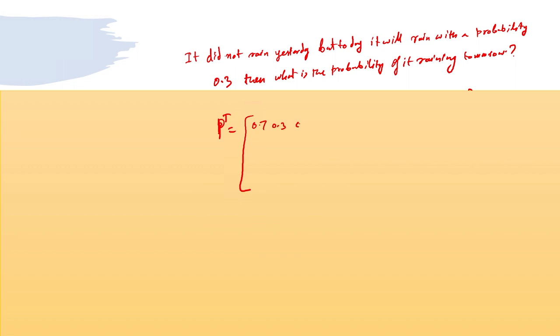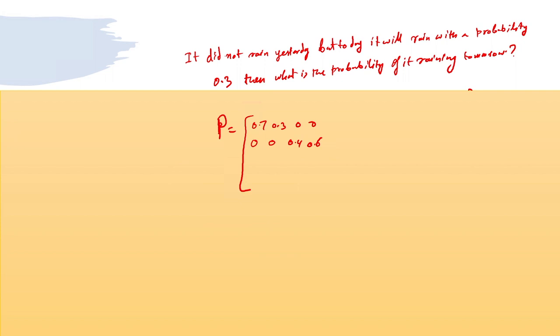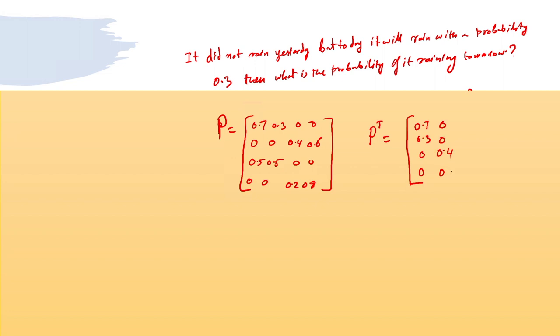0.7, 0.3, 0, 0, 0, 0, 0.4, 0.6. So, this is P actually, and P transpose I will have to write quickly based on 0.5, 0.5, 0.5, 0.5, 0, 0, 0, 0, 0, 0.2, 0.8, transpose equals 0.7, 0.3.